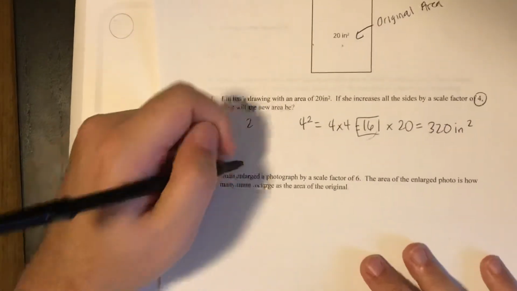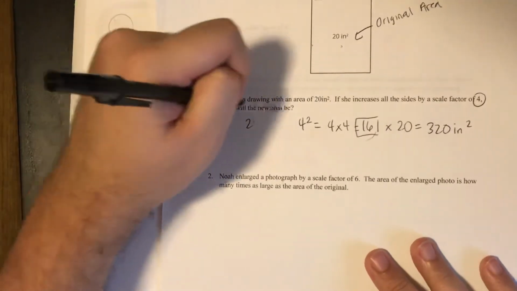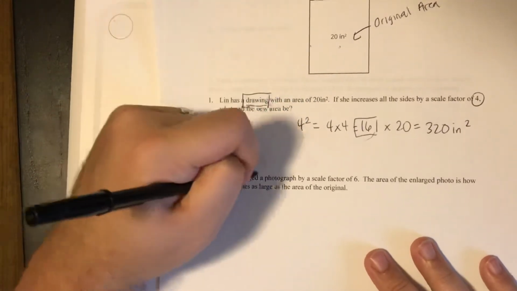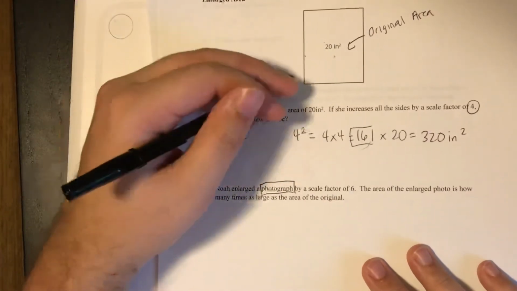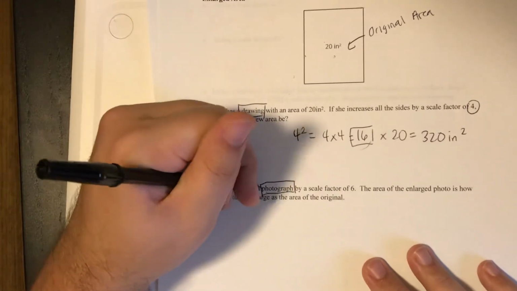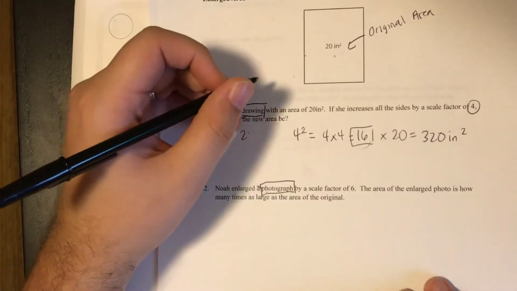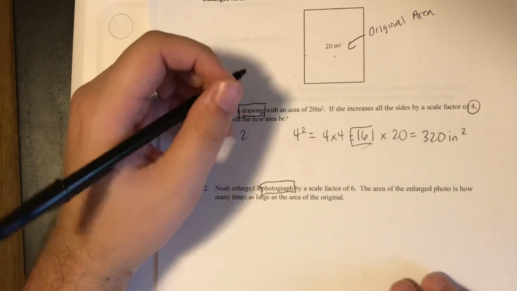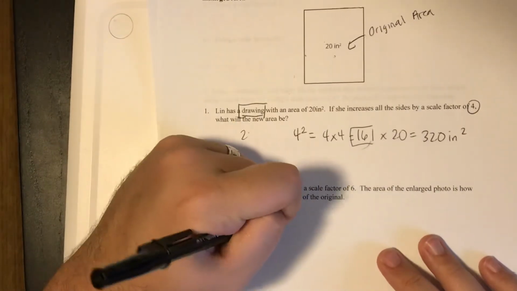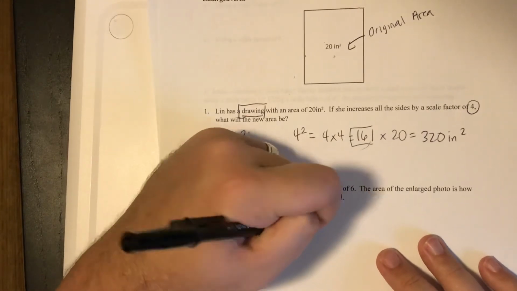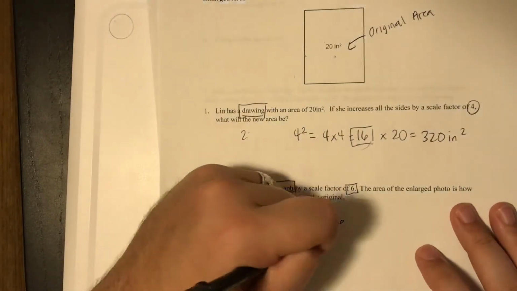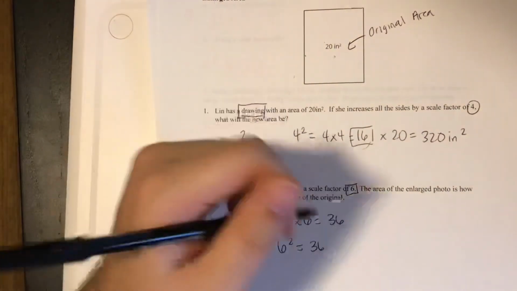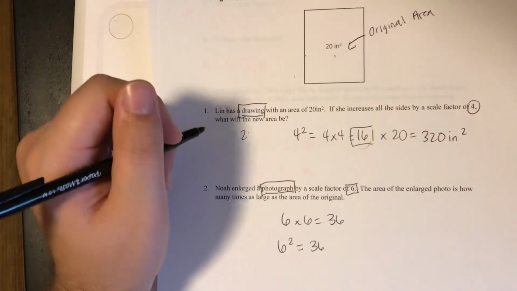Down here it says, a lot of people thought that talked about this. Lynn has a drawing, right? Noah enlarged a photograph. A drawing and a photograph. So this is a photograph, or this is a drawing. This is a photograph. A photograph is a different problem. So enlarged a photograph by a scale factor of 6. The area of the enlarged photo is how many times as large as the area of the original? In this problem, what we're going to do is we're going to do 6 times 6, which equals 36. Because all we know is the scale factor. So what we're going to do is we're going to take the scale factor squared, and the new area of the figure should be 36 times larger than the photograph was in the beginning.